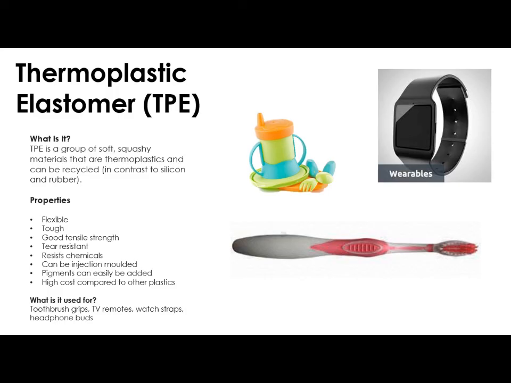It can be injection molded, and the properties are very similar to silicone. It's flexible, it's tough, and it tends to be quite tear resistant, which is actually a bit better than silicone. Pigments can easily be added at any time because it's just like a thermoplastic. It's quite commonly used for things like TV remotes, where on the back you may have a slightly squashy material where you grip. You might have it on a watch strap. I have a Samsung watch and the strap is made from TPE. Toothbrush grips and the headphone buds that go into your ears are all thermoplastic elastomers, and they are used very commonly in industry now as a more environmentally friendly option to synthetic rubbers and silicone.